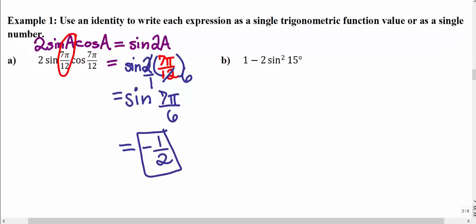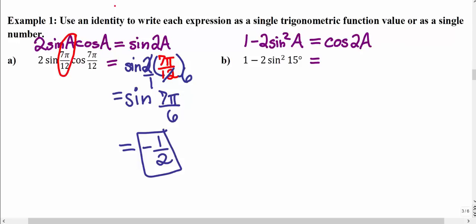For part B, this is also one of our double angle identity forms. So let's write that out. That's 1 minus 2 times sine squared of some angle A. And this is one of the double angle identity forms for the double angle for cosine.